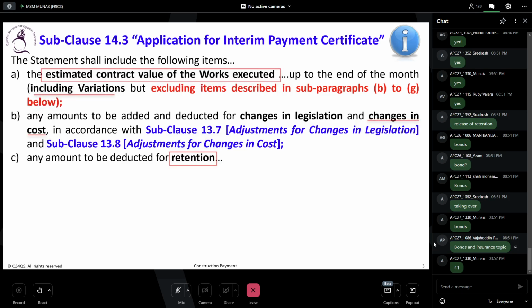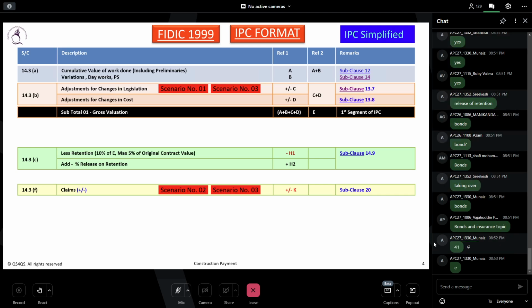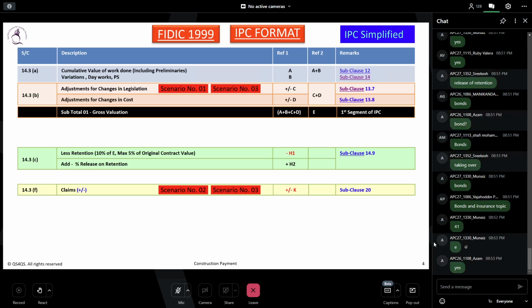All of you go and understand why this formula, we are taking on E. Less retention on E. Why are we taking it? It says in 14.3C, if you want to highlight that, any amount to be deducted for retention calculated by applying the percentage of retention stated in the appendix to tender to the total of the above amounts. So the above means what? A and B. Do you understand how this formula is derived? Confirm with me, everybody. So we have the retention.